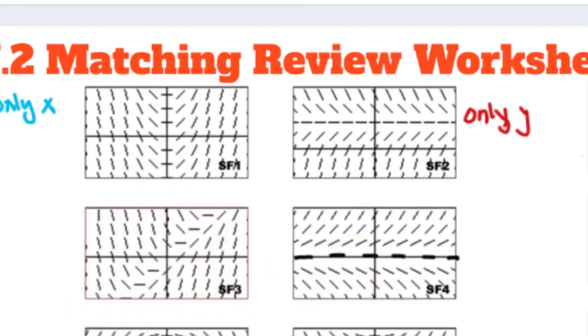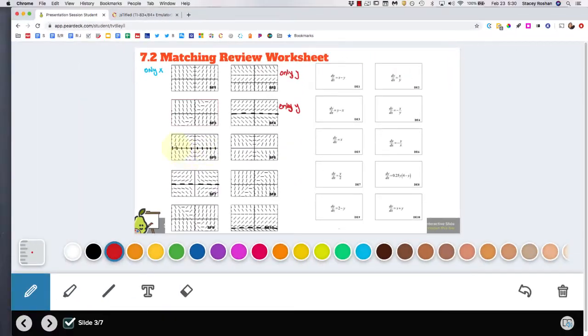Now, let's look at this one. Only when the Y changes am I changing slope fields. So it only depends on Y. On this one, both. On this one, both. On this one, both. This one, only Y.